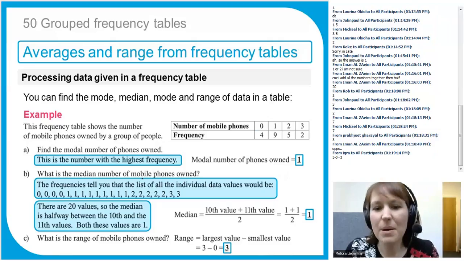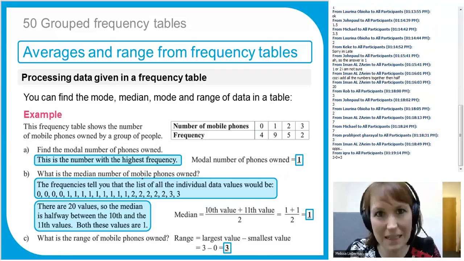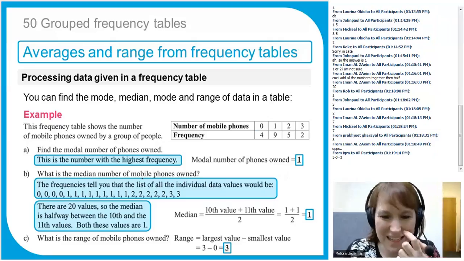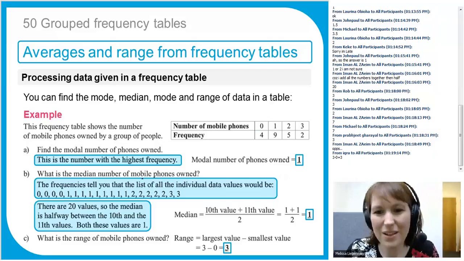I mean, if you think about it, it just wouldn't make sense to subtract the frequencies, because I could ask a million people, and I would have a very big range indeed then if I was using the frequencies. So what I want to know is the range of the number of mobile phones owned.